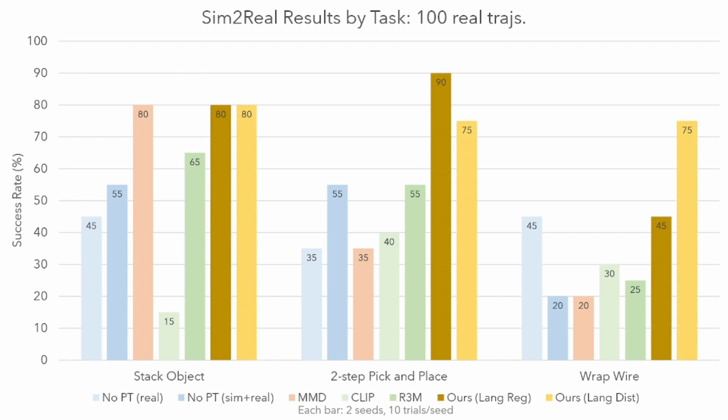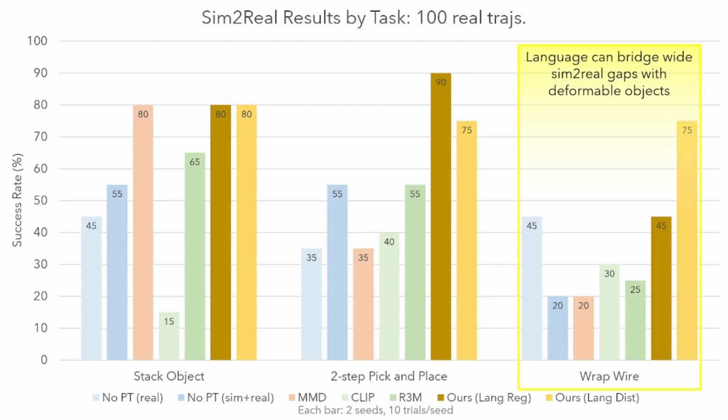R3M in darker green performs well on pick and place, but not on tasks with deformable objects like wire wrapping. Our method outperforms all others, including R3M, which is notable because R3M was pre-trained on 3,500 hours of real-world videos, while our method was pre-trained on just 100 real-world trajectories. Our results on wire wrap demonstrate the ability of language to bridge wide Sim2Real gaps with deformable objects.